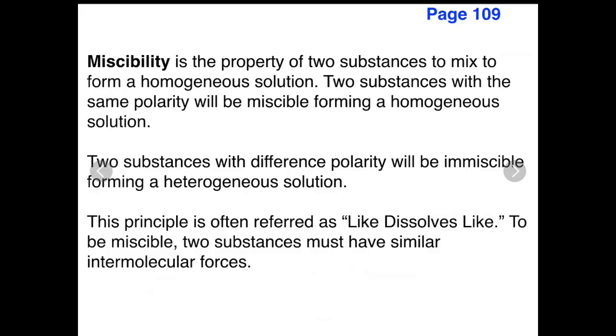Okay, so two substances with different polarity will be immiscible and form a heterogeneous mixture, but those that have the same polarity are going to be miscible in each other, which means they are going to form a homogeneous solution. The principle of this is often referred to as "like dissolves like," which means that a like property would dissolve in a like property, right? For example, polar will be able to dissolve in polar, and non-polar will be able to dissolve in non-polar.